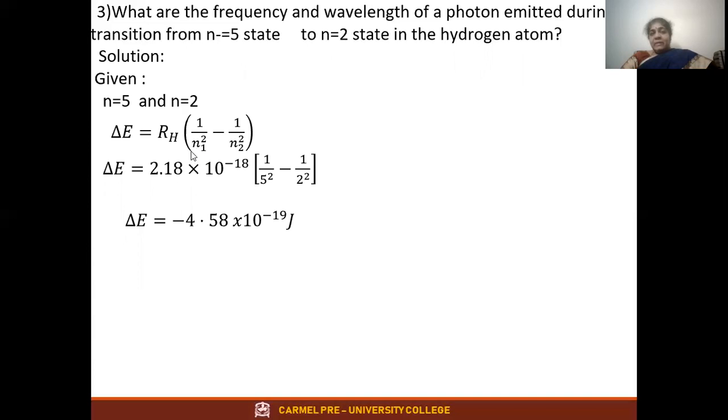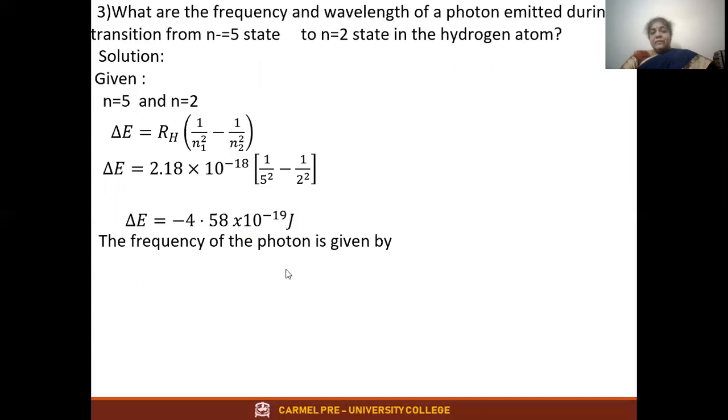Open the bracket. What is n1? n1 is 5 square. n2 is 2 square. Okay. So delta E becomes, you have to solve this equation. Delta E becomes minus 4.58 into 10 power minus 19. Now, how do I solve this? If you take this to LCM, the LCM of 25 and 4 will be 100. So this becomes 4 minus 25 over 100. Then multiply this with 2.18. So the final answer is minus 4.58 into 10 power minus 19 joules.